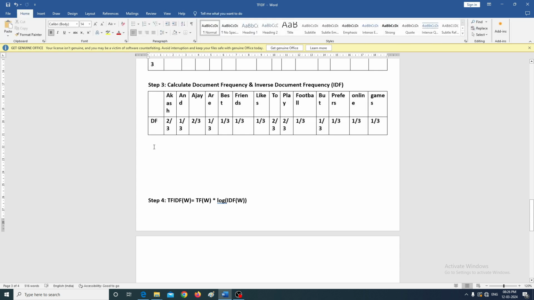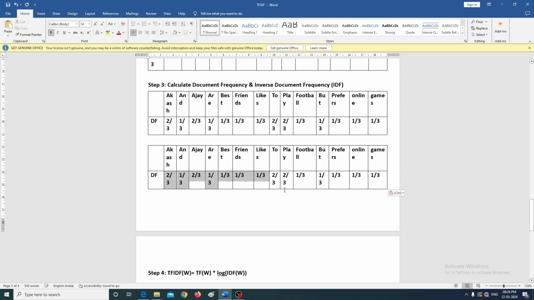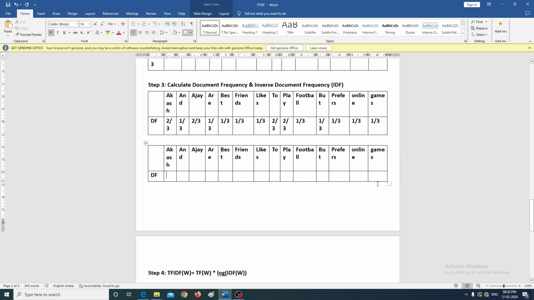I am copying this table here and removing these values. I am going to calculate the IDF here. The reverse of the document frequency is the inverse document frequency. Coming to the first word, Akash: 2/3. The reverse of 2/3 is 3/2. For 1/3, that means 3/1, which is 3.